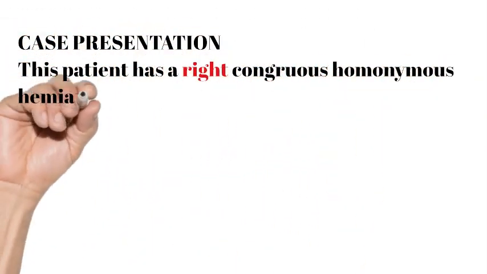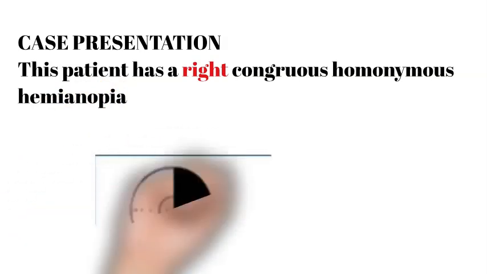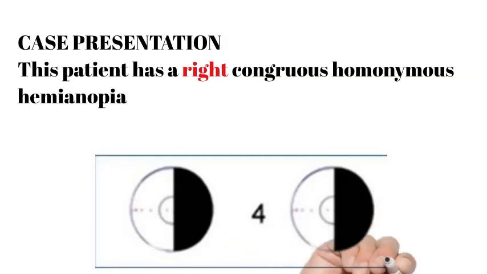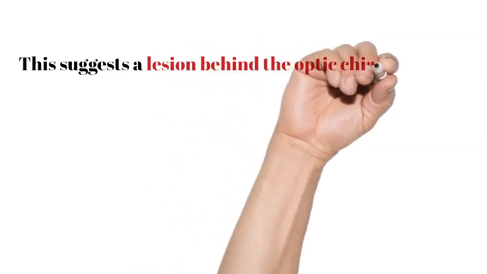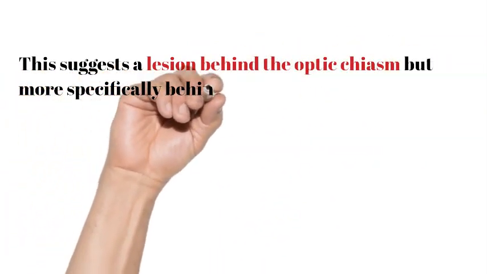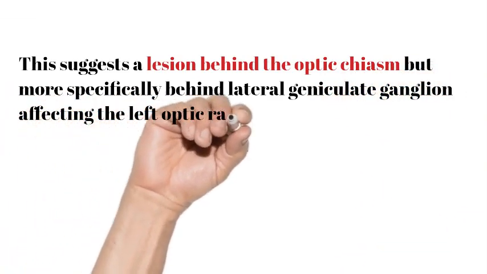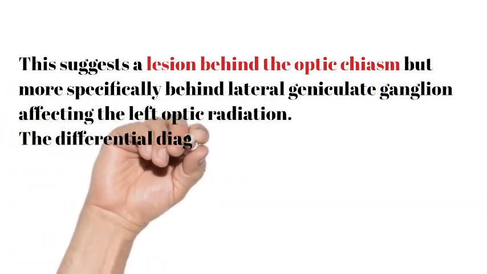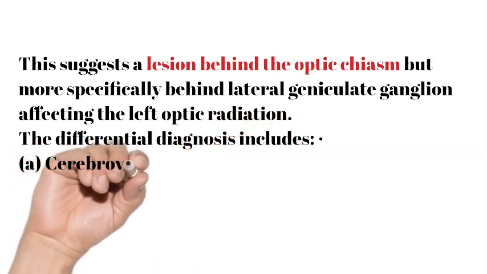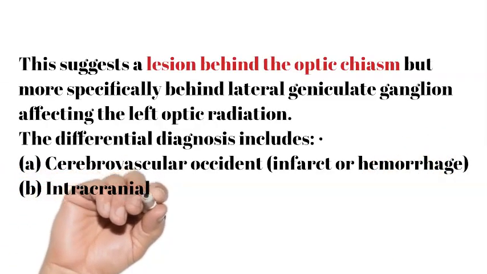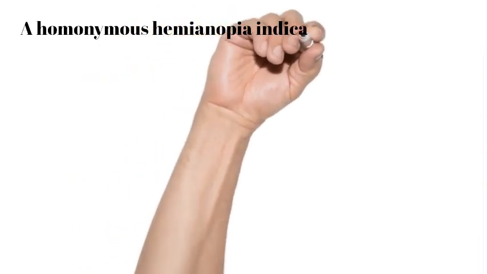Case presentation 1. This patient has a right congruous homonymous hemianopia. This suggests a lesion behind the optic chiasm, but more specifically behind the lateral geniculate ganglion, affecting the left optic radiation. The differential diagnosis includes cerebrovascular accident, infarct or hemorrhage, intracranial tumor, trauma. Clinical notes. A homonymous hemianopia indicates a lesion behind the optic chiasm.